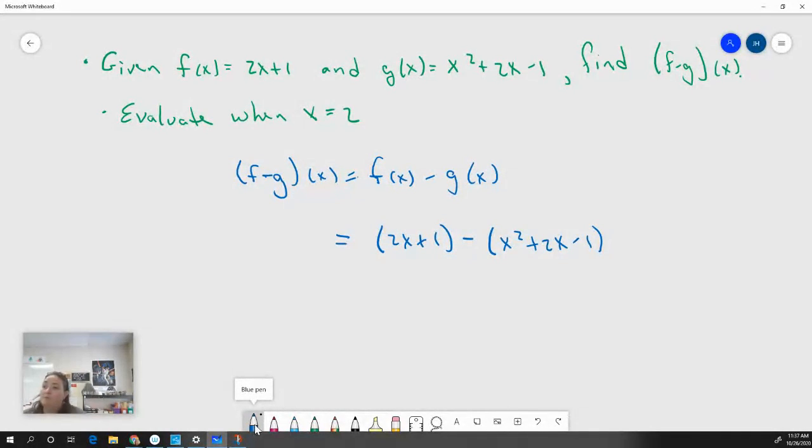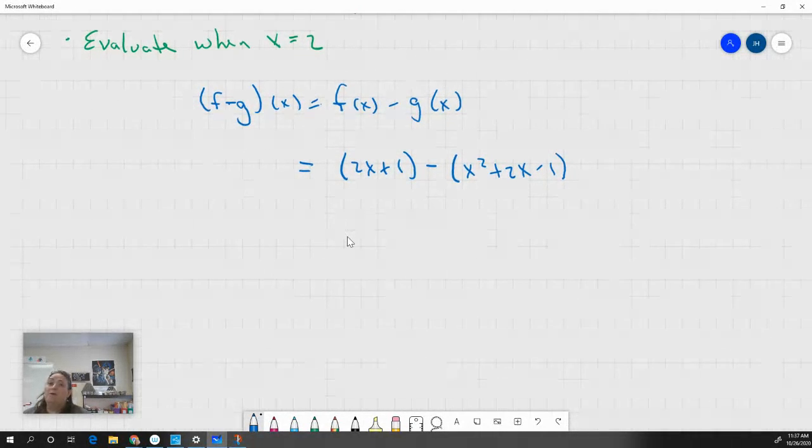Notice I keep them in parentheses. And the reason I keep them in parentheses is I can't just subtract x squared. I have to distribute this minus to each part. So when I pull it out of the parentheses, I'm changing the sign of each one.